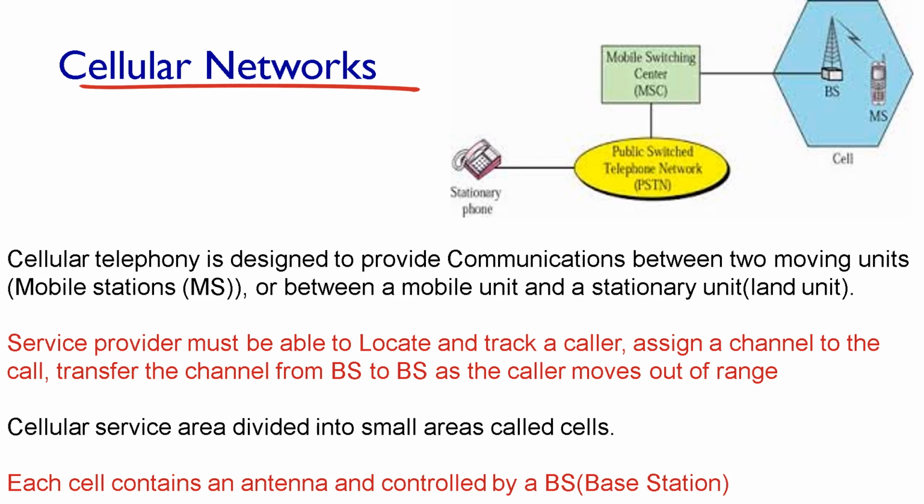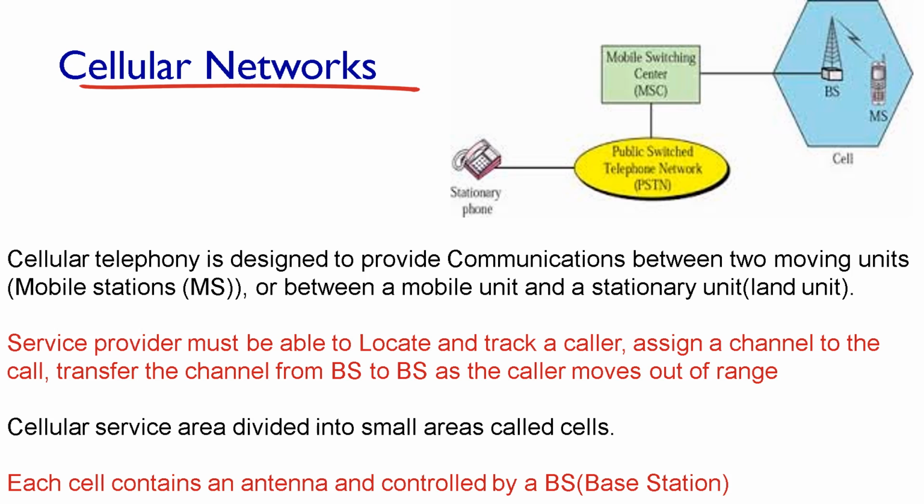And here in this figure we can see a hexagonal shape which represents a cell, and a cell consists of a base station and multiple mobile stations. These mobile stations are controlled by the base station. Each cell has a single base station, and it transmits the signals to the receivers within the cell.